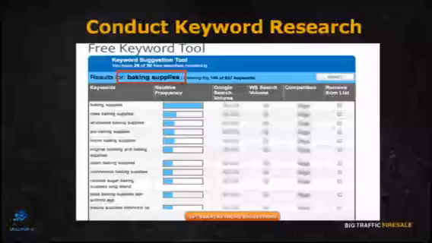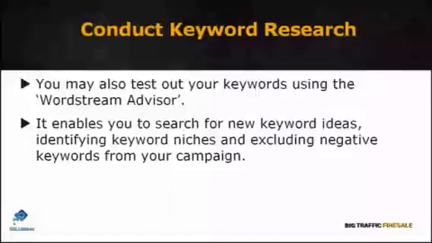First, you need to key in a search term, for instance, baking supplies. WordStream will then generate a comprehensive list of keywords relating to the original search term. The most interesting part is the relative frequency data for the keywords is also made visible to you. You may also view the competitiveness of the keywords as well as the search volume using data from both Google and WordStream. On top of that, you may also test out your keywords by using the WordStream Advisor.